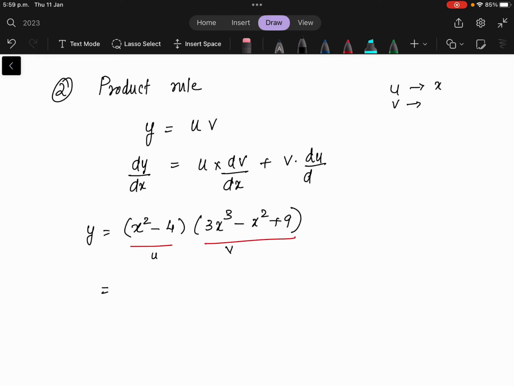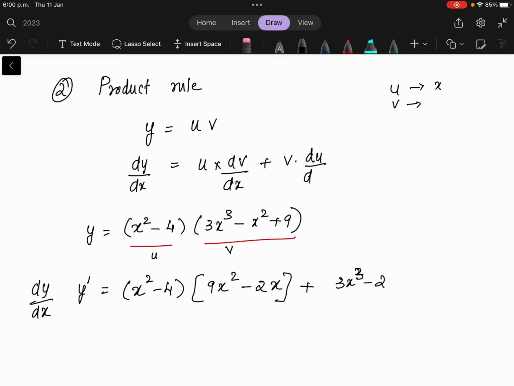So how the differentiation will work is, see, if it is y, you can write it as y dash also, or it's also the same as dy by dx. There are different notations, but everything is the same. So in this case, it will be the first term, x² − 4, and differentiate the second one. When you differentiate the second one, 3x³ becomes 9x², minus 2x. That's the one. There's nothing else. Plus the second term, 3x³ − x² + 9, and differentiation of the first is 2x.